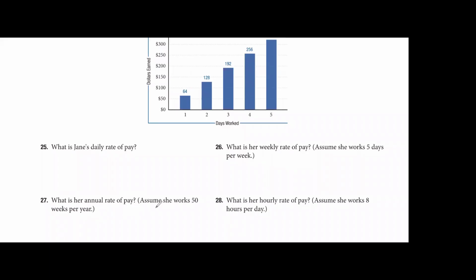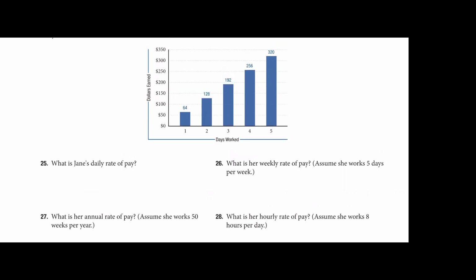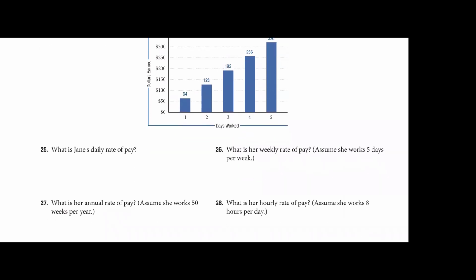Annual rate of pay, assume she works 50 weeks per year. So how do we figure that one out, folks? Why don't we work off the weekly rate? For the weekly, we decided it was 320 per week, right? And then there are 50 working weeks in a year, right? 320 times 50. Lovely. So do that there. See what you get.